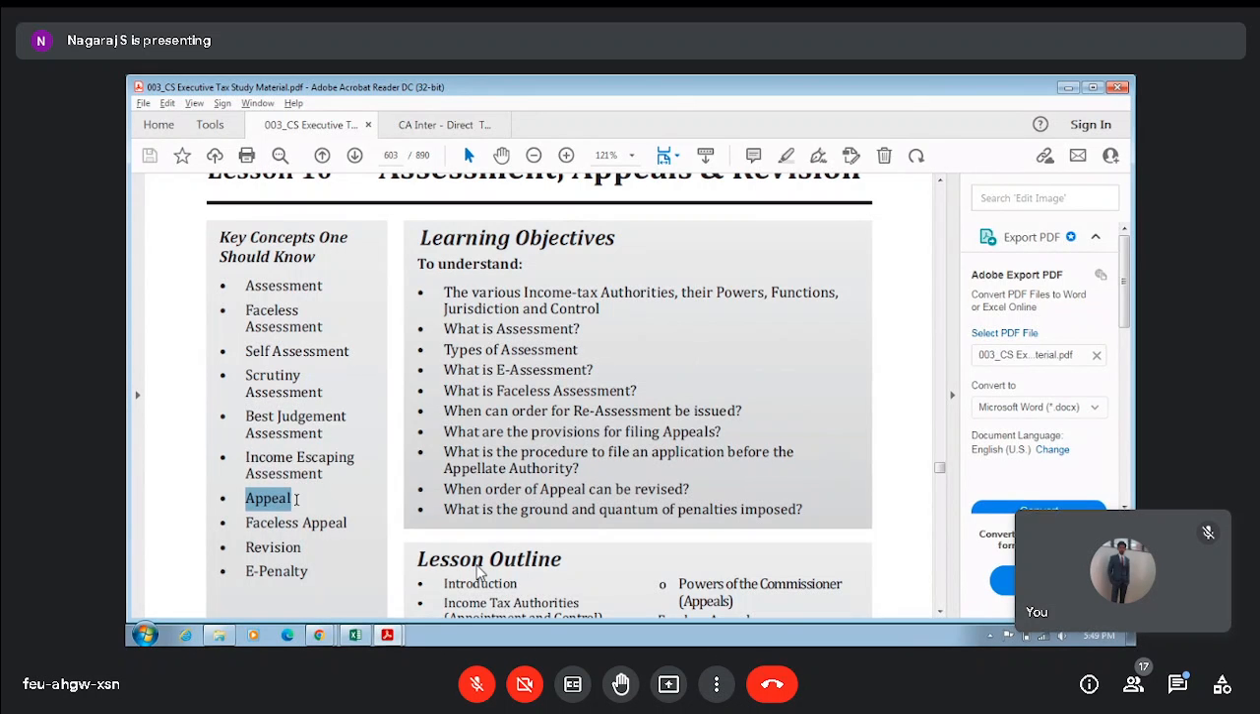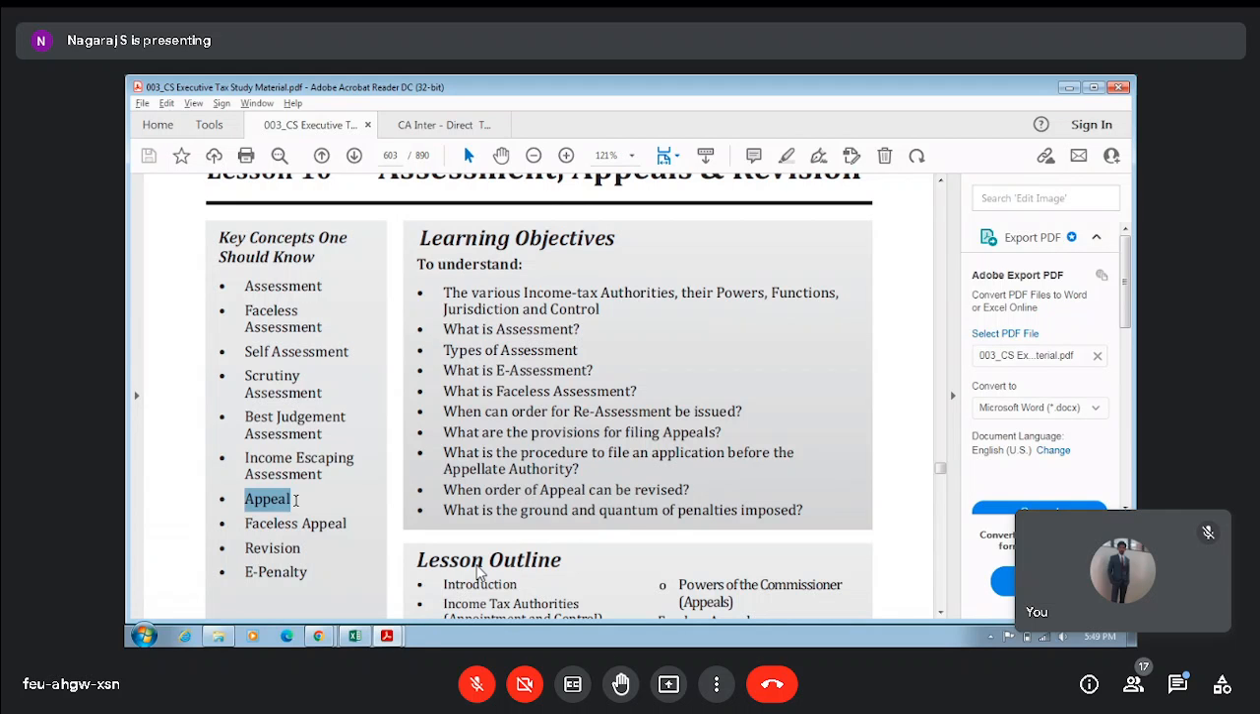First way, you should always go to the Commissioner of Appeals. You can appeal against the order of the assessing officer. Okay, that is the first. The Commissioner will pass an order again. Even if you are aggrieved by that Commissioner's order, you can go to ITAT, Income Tax Appellate Tribunal.